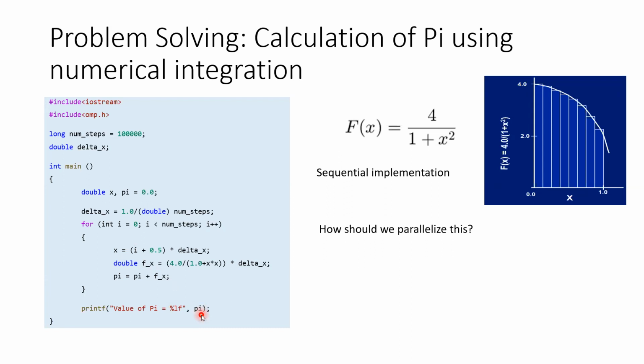Is the problem and solution clear to everyone? Because we'll be building many things on top of this problem. So I'll stop for a few seconds so everyone can digest the problem and the solution in the C sequential program. And if you have doubts, please unmute and ask.